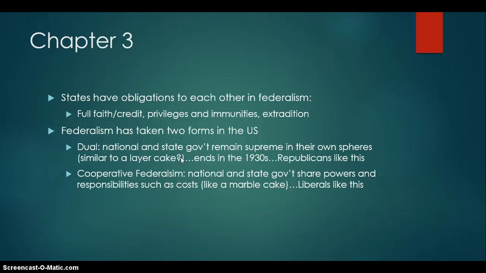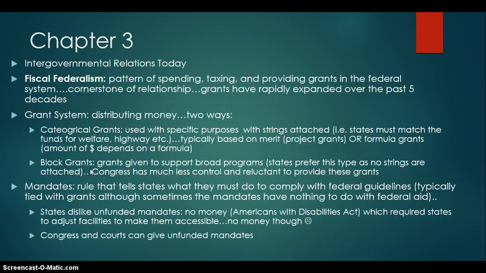But this ends in the 1930s thanks to FDR. Now it's moved toward a trend of cooperative federalism. That's where the national and state governments share powers and responsibilities, such as costs. So think of a marble cake where you see chocolate and vanilla running through each other. Liberals and Democrats tend to like this a little bit more because the national government is more involved, especially with respect to civil rights. So cooperative federalism is what we are seeing today, much more than dual federalism, where the national and the state governments are now working together.